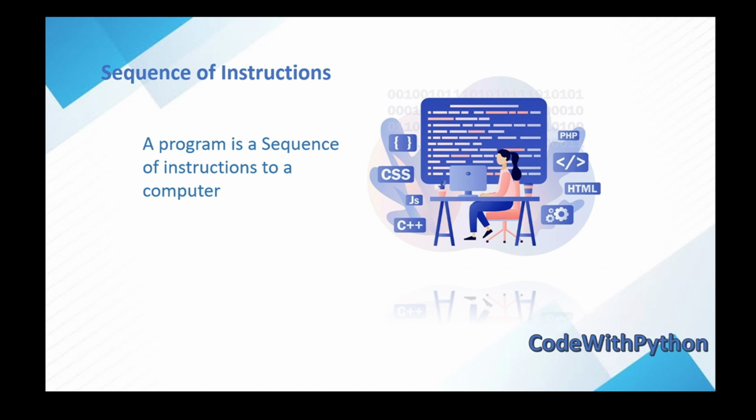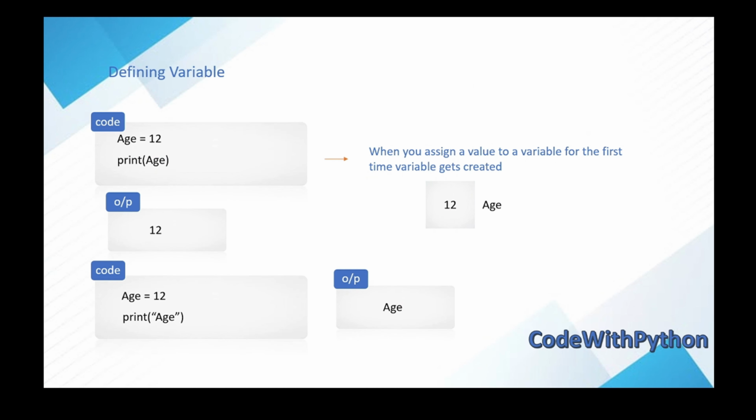So before starting, one important thing is here. What is a program? A program is a sequence of instructions. So what did we say? Whenever we have to execute something in a computer, we have to give some instructions. So the sequence of instructions means step by step. So the sequence of instruction is the program. A program is a sequence of instructions to a computer. Okay, so here we are going to see some examples.